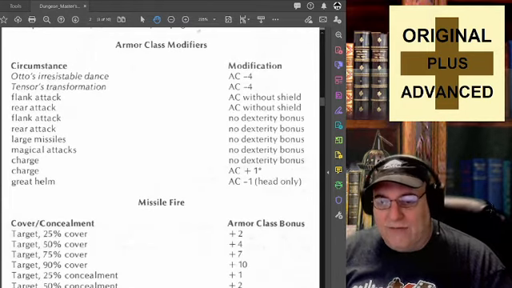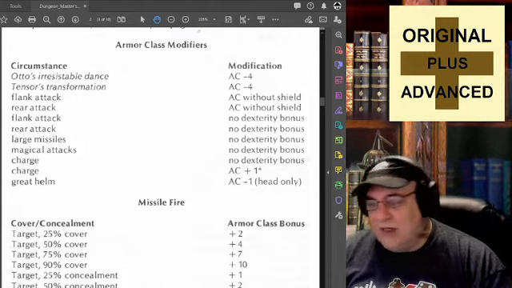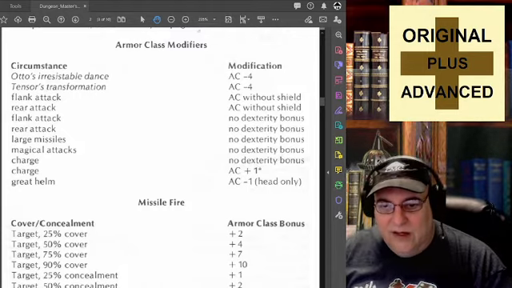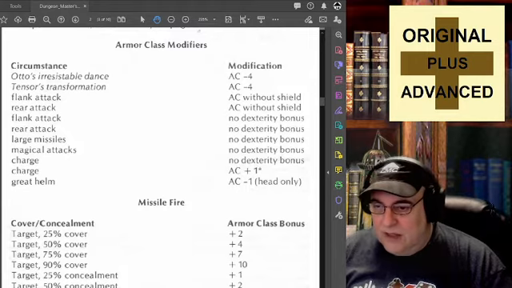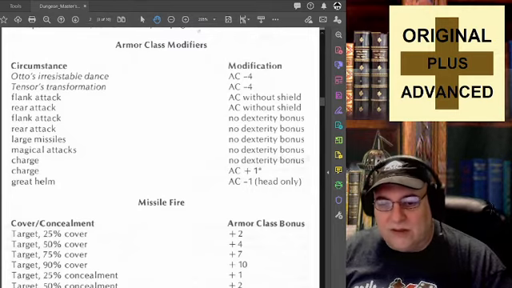Armor class modifiers. Otto's Irresistible Dance. A lot of these are corner case things, obviously, if they're just individual spells. Flank attack, rear attack. AC is without shield. Don't forget that. No dex bonus. No dex bonus are any of these things. Flank attack, rear attack. Large missiles.